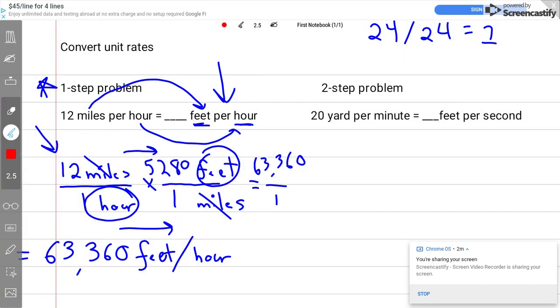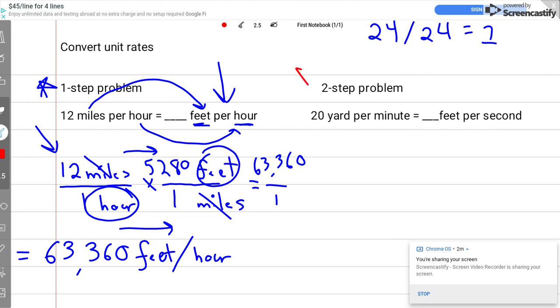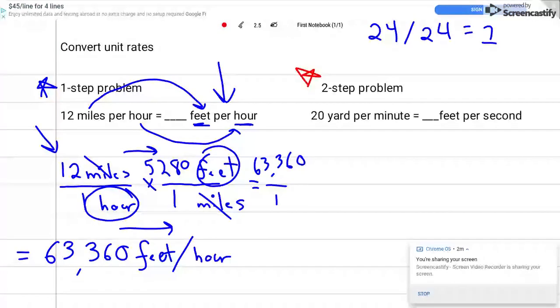I'm going to use a different color for the next problem. Let's use red. So let's look at problem 2 over here. So we're going from 20 yards, that should say yards per minute, to feet per second. So like we did in the last problem, I'm going to abbreviate this time per 1 minute. We have to convert both. None of the units are the same. I like to start with the first unit. So I want to go from yards to feet.